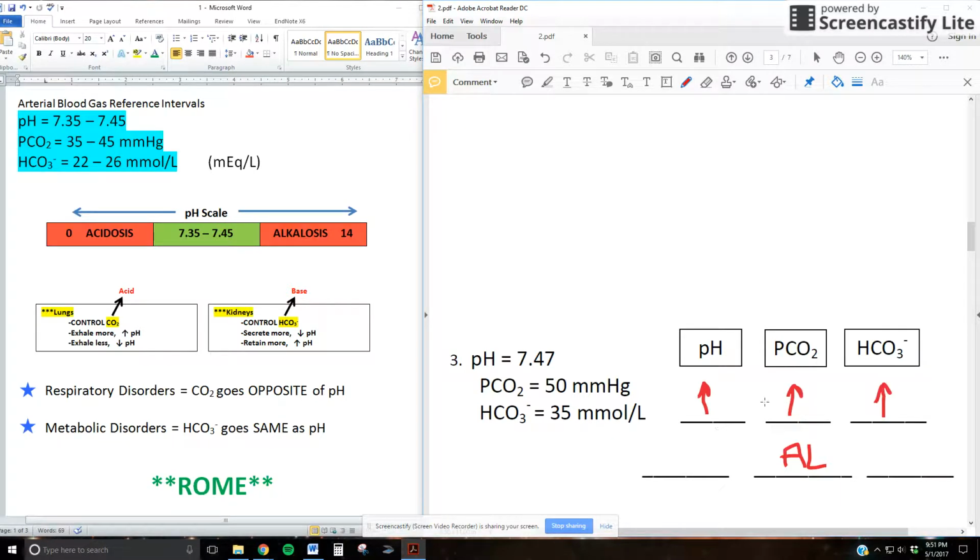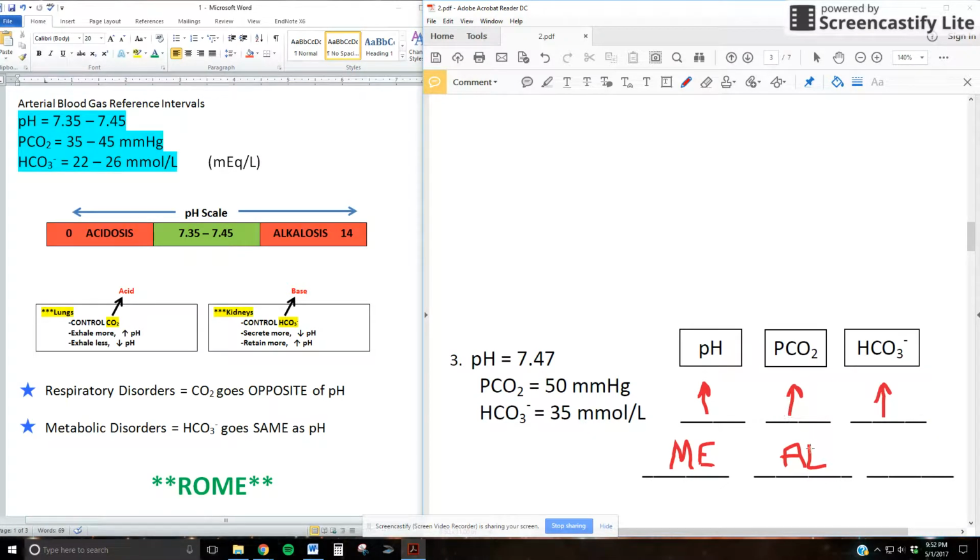Well, okay, what's going on here? Is it respiratory or is it metabolic? Well, just make it easy on yourself. Look back at these rules and remember that in metabolic disorders, bicarbonate goes the same as the pH. So here, the pH is increased, the bicarbonate is increased, so it has to be metabolic. Are the CO2 and pH opposite? No, they're the same, so it can't be respiratory. So you know it has to be metabolic. But then, this value, it isn't normal.